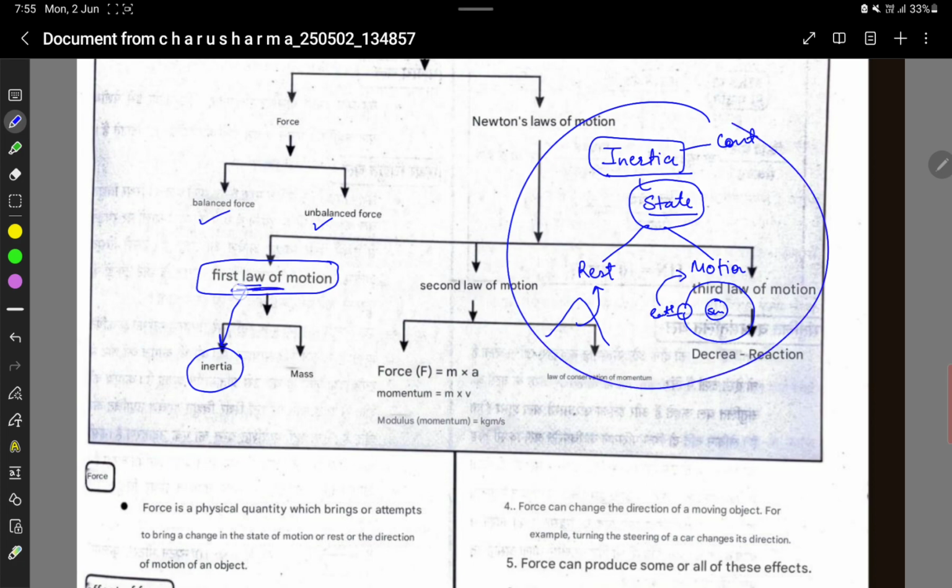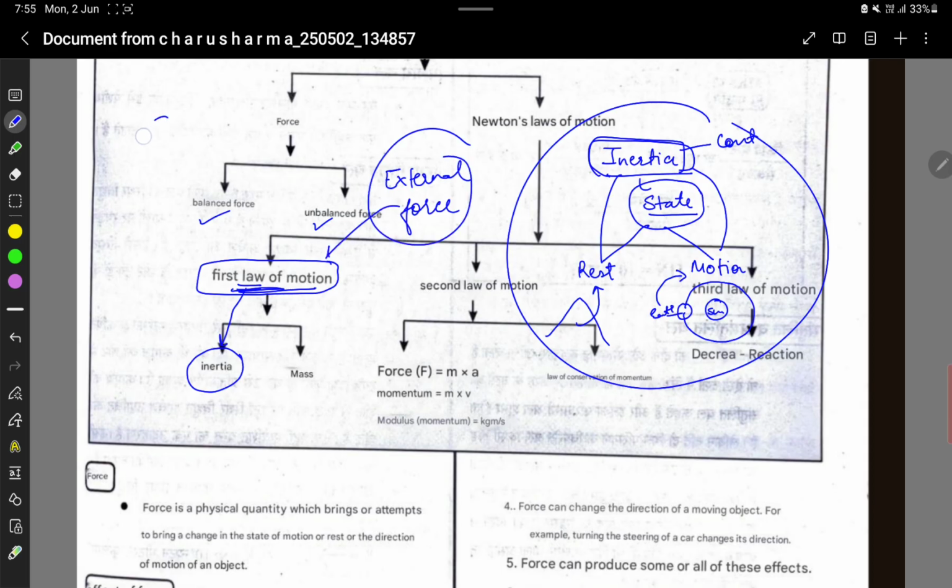Now what does the first law of motion say? It says that an object will remain in its state of inertia, rest or motion, unless we use some kind of external force. Okay, that was all about your first law.